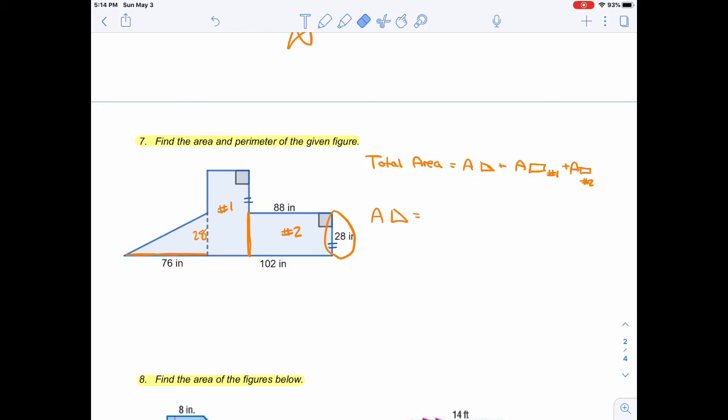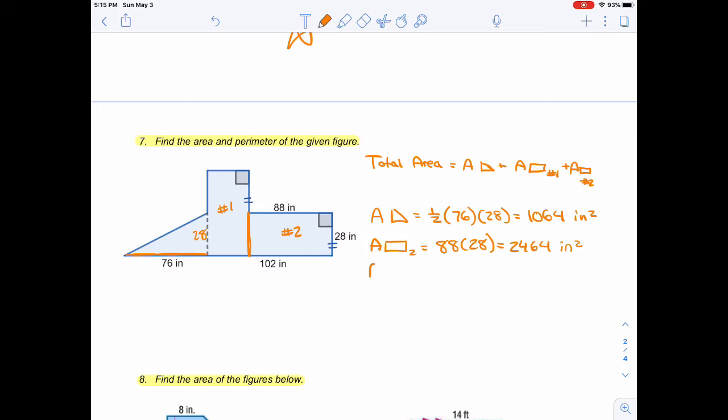So our area of our triangle is going to be super easy. That's just going to be our 1/2 base times height, so 76 times 28. And we should get 1,064 inches squared. Then I'm going to go ahead and do my area of rectangle 2. And right away we can see that we have an 88 by 28 rectangle. So for our area, we're just going to do 88 times 28. Simple enough, and we'll get 2,464 inches squared.